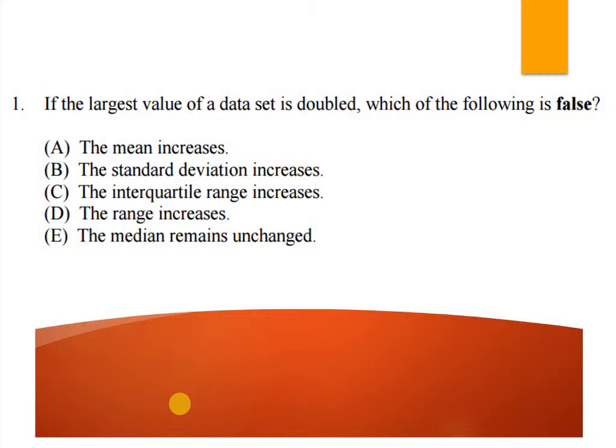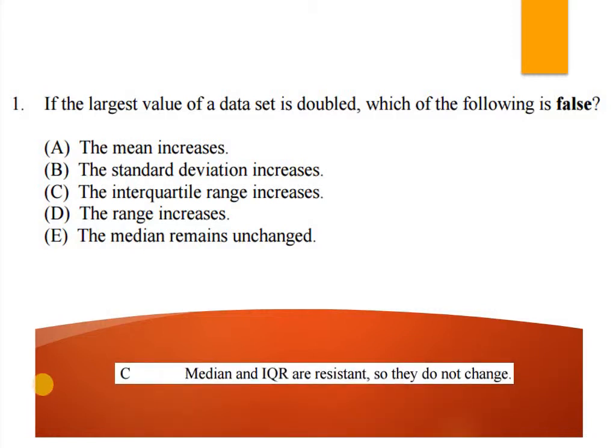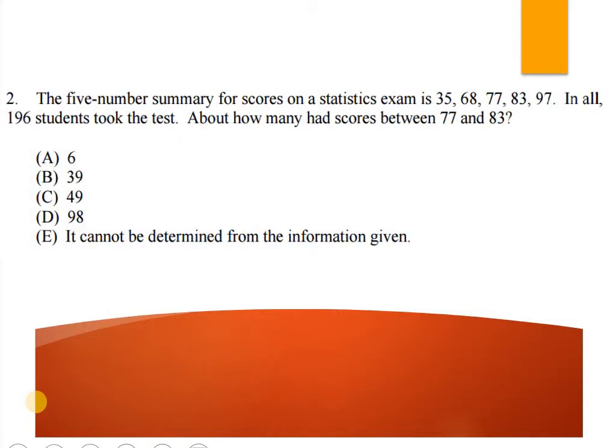What do you think people might miss on this question? False. And just the largest value. I read through that and I immediately just assumed, oh, they're doubling all the values. That's not what they're doing here. They're only doubling one value. That value happens to be the largest value. So which of the following there is false? C. C, senor and senorita. C. Okay? All right, let's try another one.